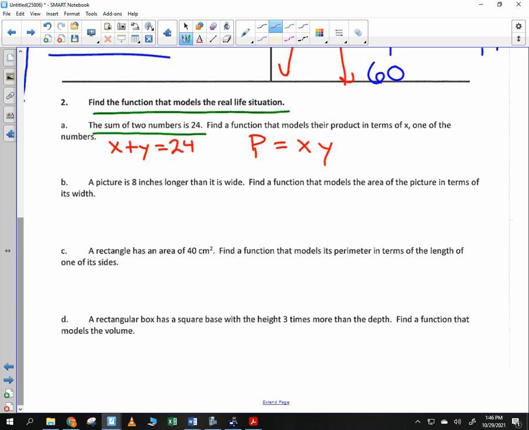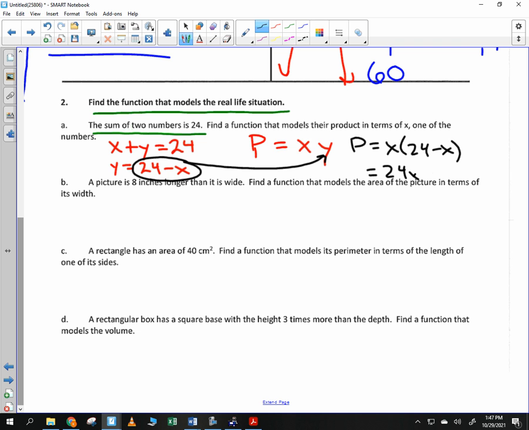Anytime you have 2 variables and you want 1, you have to have a secondary equation to use. Somebody think of something I could do here so that I can make one of those variables go away. Yeah, so you could do y is equal to 24 minus x. Or you could do x is equal to 24 minus y. It doesn't matter. But you solve for 1, and then what do you do? Substitute it right there. So product is equal to x times 24 minus x. Or 24x minus x squared.